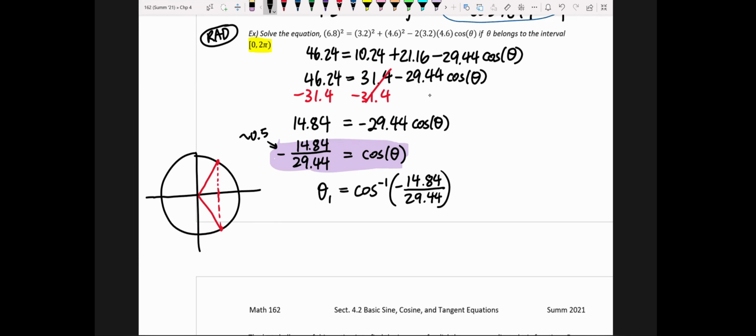Okay. So the calculator gives us the solution in the restriction. So inverse cosine is between 0 and pi. Inverse cosine is between 0 and pi. So your calculator will give you the solution between 0 and pi. To get the other solution in quadrant 4, now we need to look at our graph.